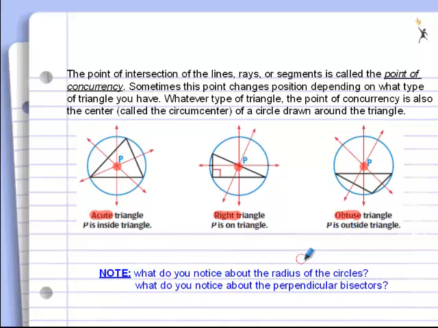Note, what do you notice about the radius of the circles? Meaning, what do you notice about the distance from one of the edges to the center?